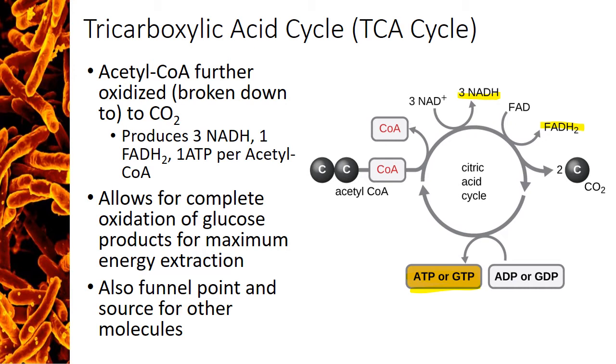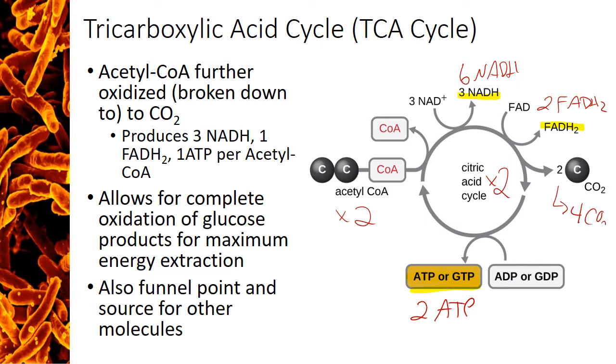Again, remember that if we're talking about metabolizing a molecule of glucose, then there were 2 pyruvates, which led to the production of 2 acetyl-CoA, which means that this whole citric acid cycle or TCA cycle would happen twice. So from a molecule of glucose, we would actually get 6 molecules of NADH, 2 molecules of FADH2, and 2 molecules of ATP. Along the way, we would be releasing 4 molecules of carbon dioxide.